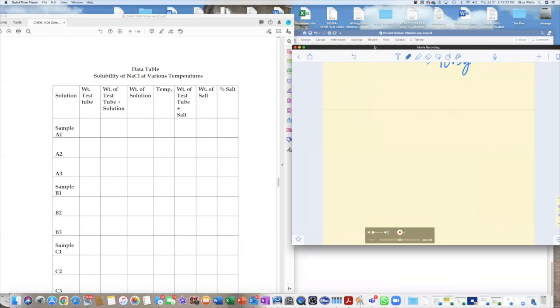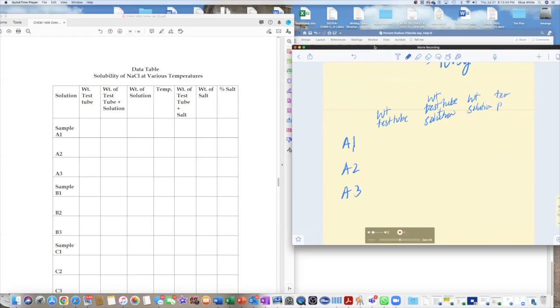Okay. So we have A1, A2, A3. And I have weight of test tube, weight of test tube and solution, right? Then you have weight of solution, temp.